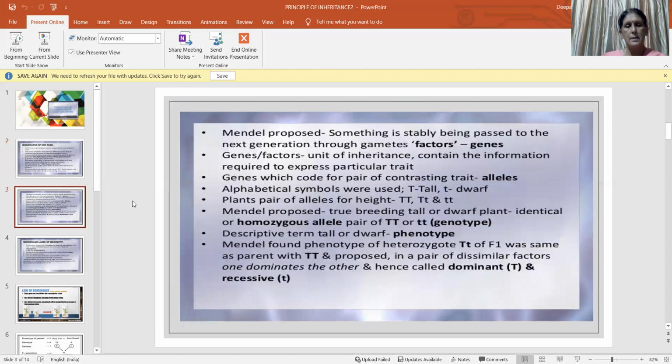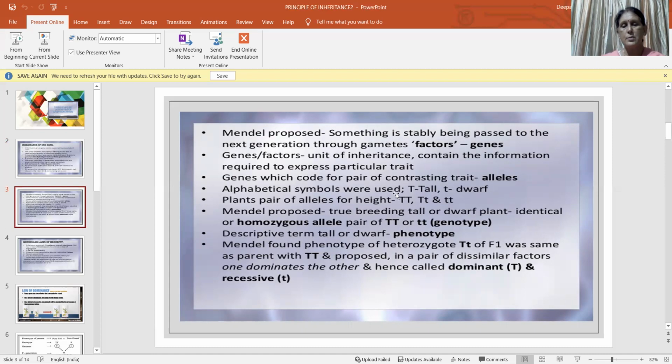Next, here you see, Mendel proposed something that is stably passed from parents to offspring, or to the next generation, through gametes, and he denoted it as a factor, now known as a gene. So genes and factors are units of inheritance and contain the information required to express a particular character or trait. Genes which code for a pair of contrasting traits are called alleles.